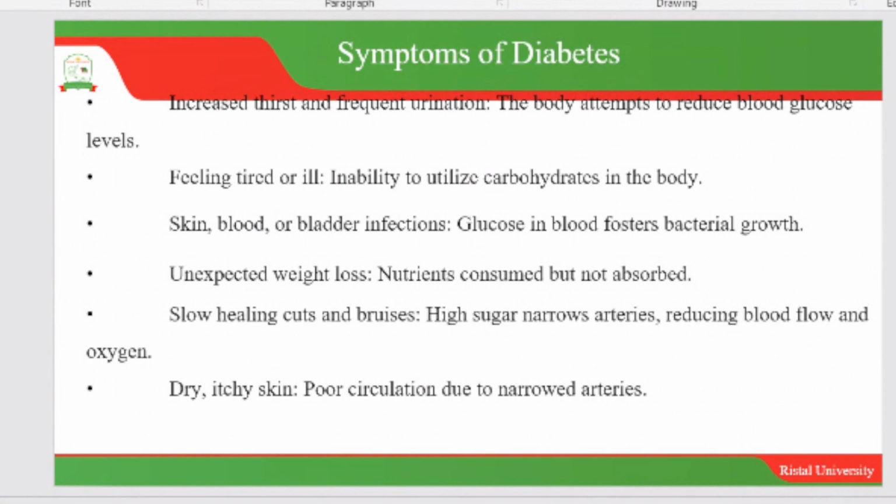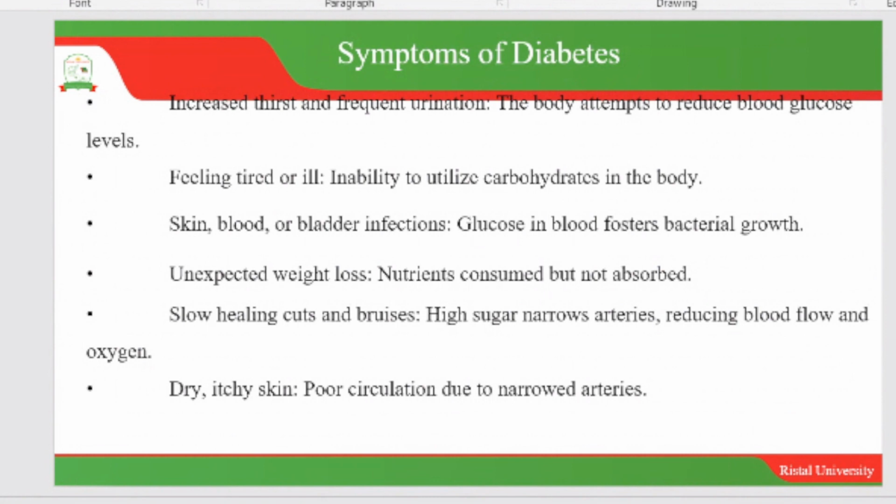Then feeling tired or ill. Inability to utilize carbohydrates in the body can lead to the person feeling tired and ill all the time, feeling sickly all the time. Skin, blood, or bladder infections. Now, because of the too much glucose in the blood, there will be a frequent growth of bacteria, because the bacteria will have enough glucose to feed on, and as a result, the person will end up with a lot of infections in the blood, infections on the skin, and also in the bladder.